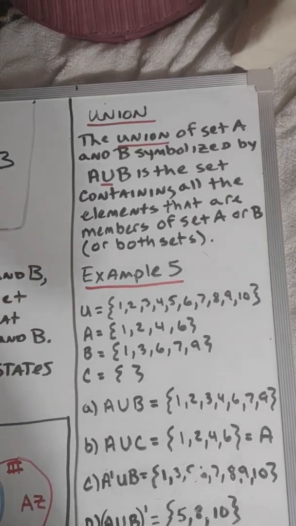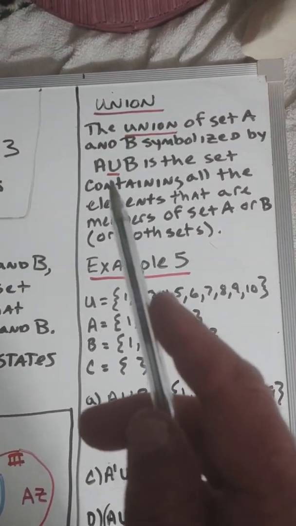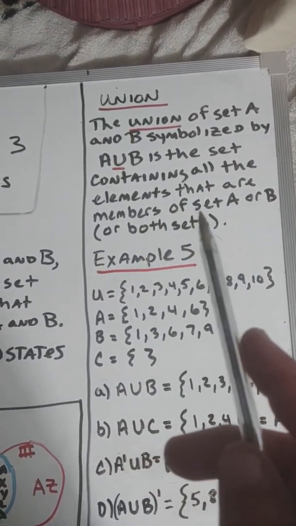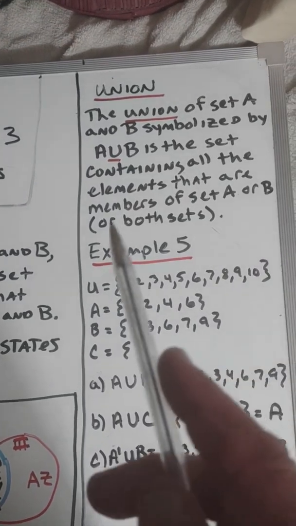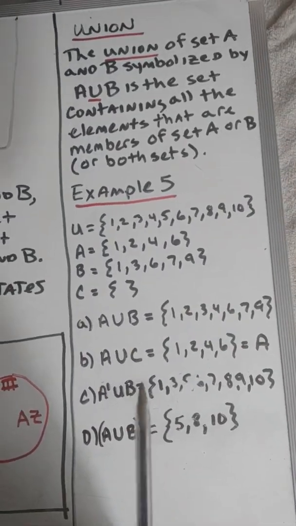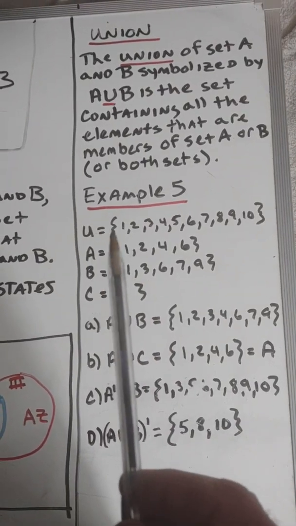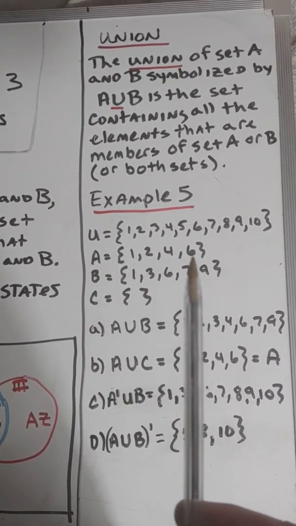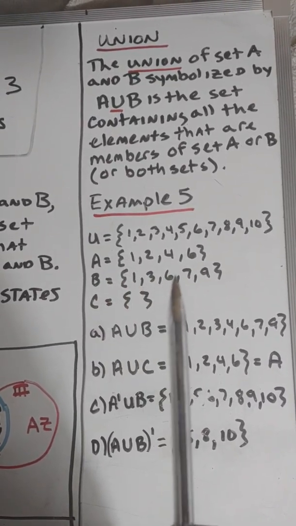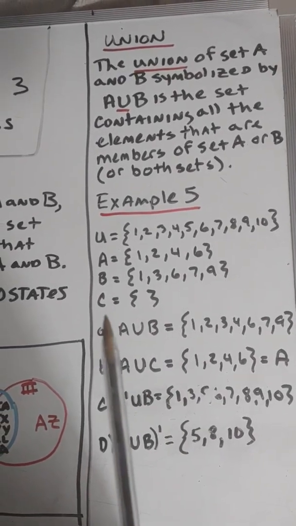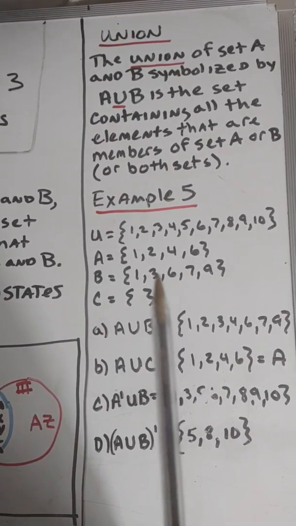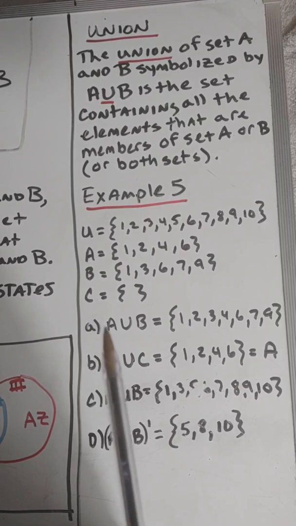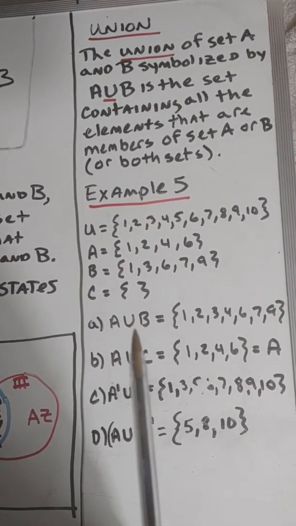We then come to union. And the union of set A and B, symbolized by a U, is the set containing all the elements that are members of set A or B, or in both sets. So here's example 5. Your universal set is the numbers 1 through 10. Set A is 1, 2, 4, 6. Set B is 1, 3, 6, 7, 9. Set C is an empty set. There's no elements in it. It's a null set. Letter A says, find the union of A and B.